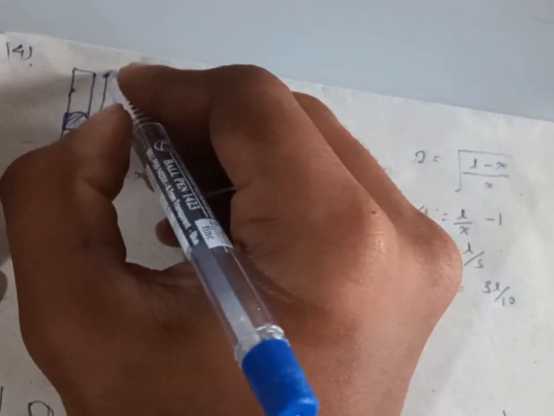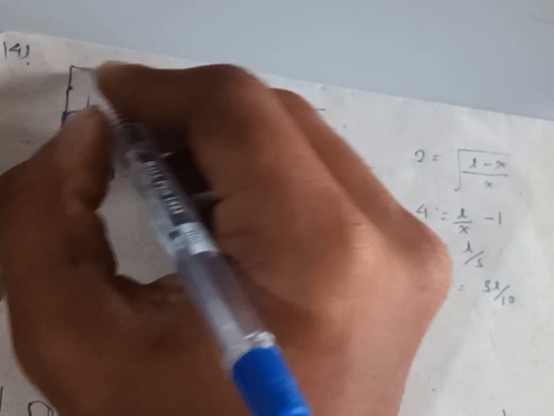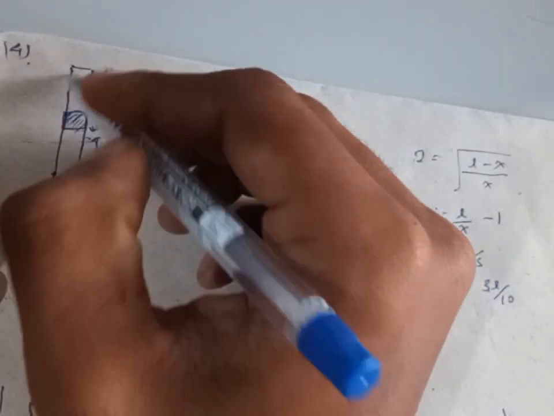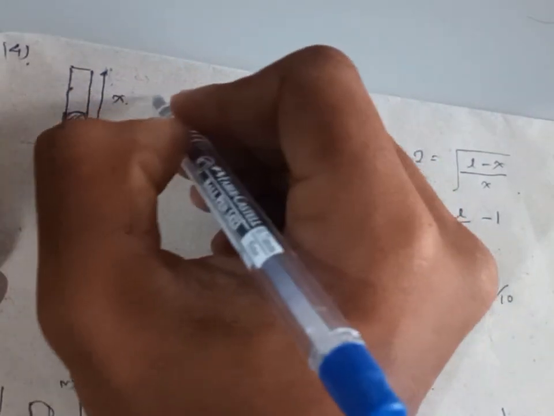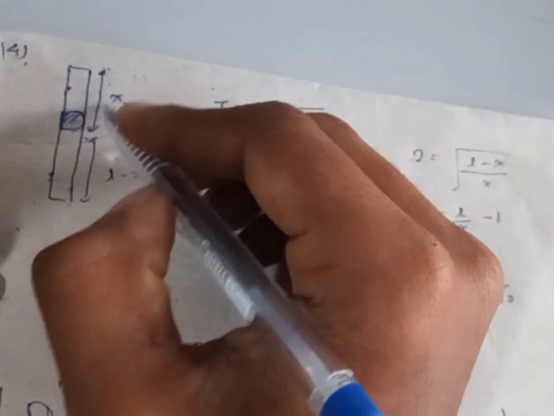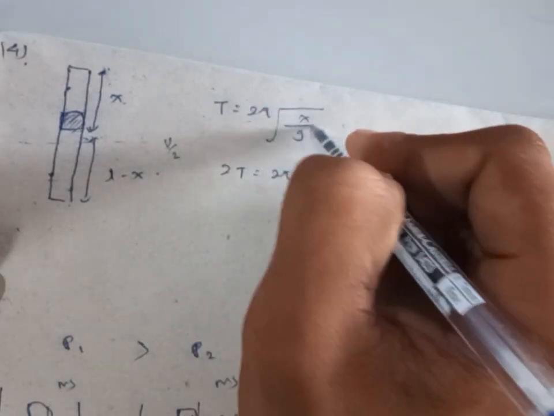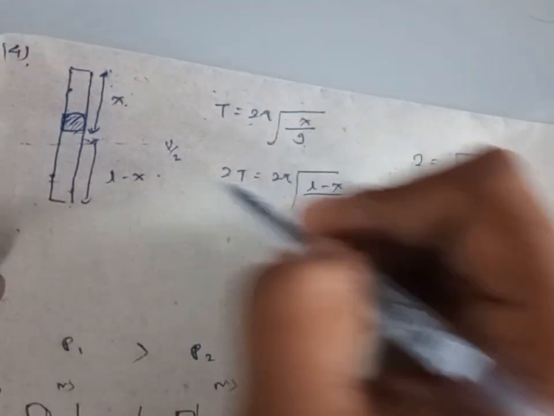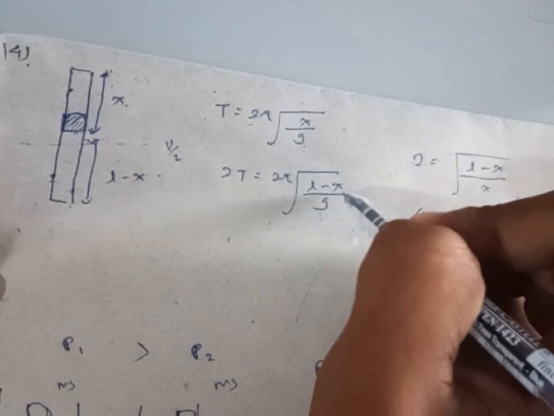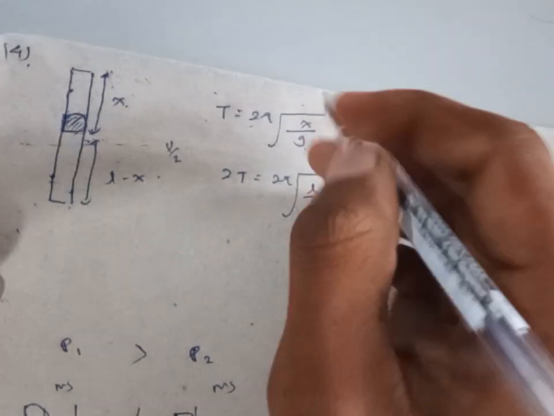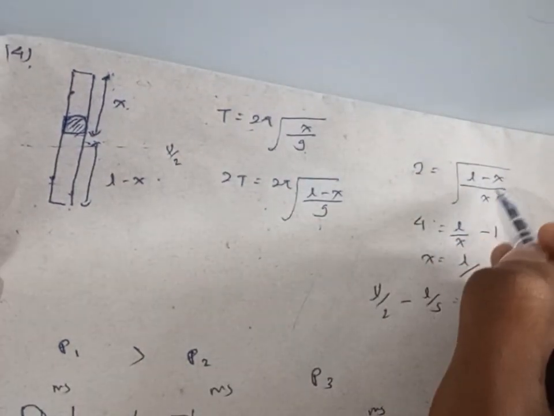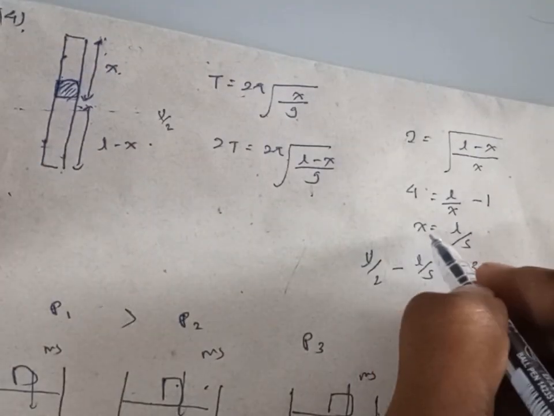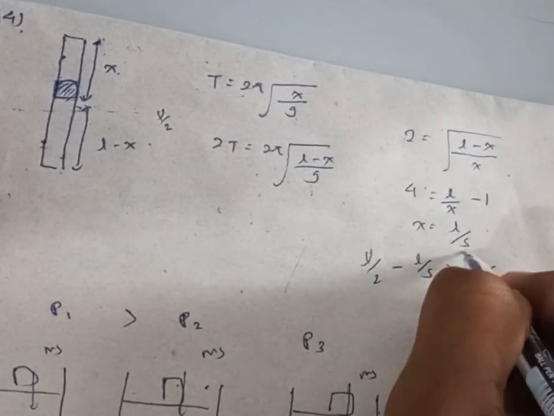So if I name the distance to the center of mass from this point as x, the entire length is L, so this has to be L minus x. So if I write the expression for my period, initial period is T, so T is equal to 2 pi square root of x over g. And from here if you look at 2T, which is 2 pi square root of L minus x over g, right? So if I divide both these expressions, I would get 2 is equal to square root of L minus x over x. From here we can get an idea about x, which is L by 5.